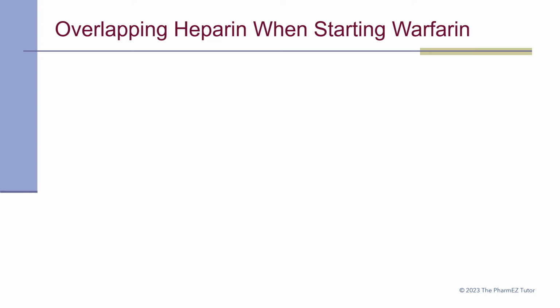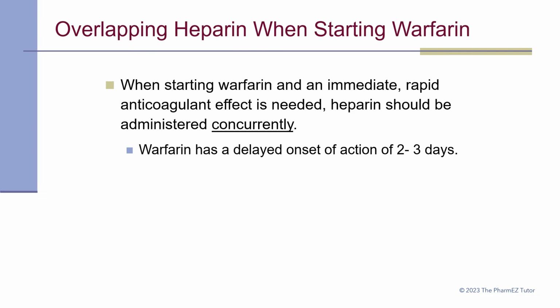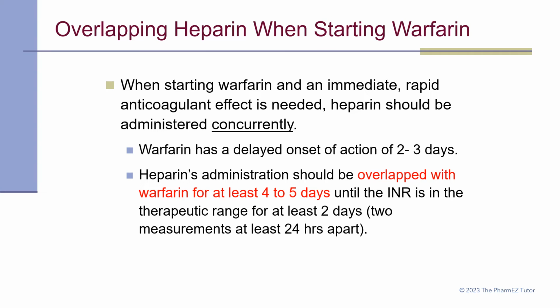Overlapping heparin when starting warfarin. When starting warfarin and an immediate rapid anticoagulant effect is needed, heparin should be administered concurrently. Remember, warfarin has a delayed onset of action of 2 to 3 days. Heparin's administration should be overlapped with warfarin for at least 4 to 5 days until the INR is in the therapeutic range for at least 2 days, with 2 measurements at least 24 hours apart.